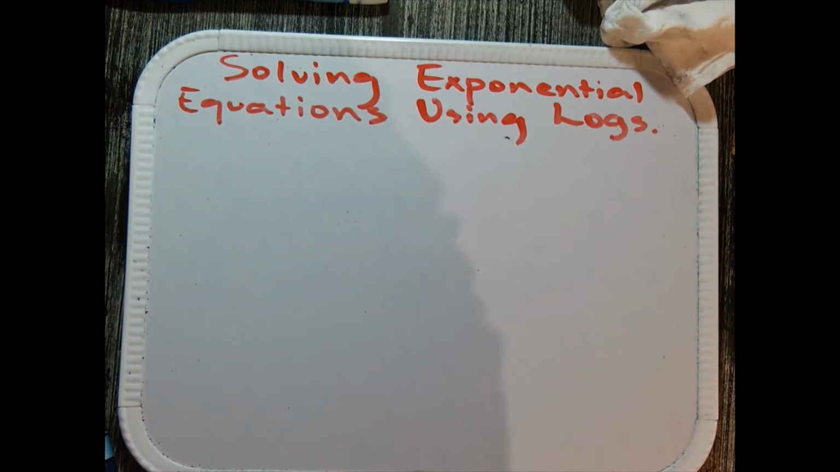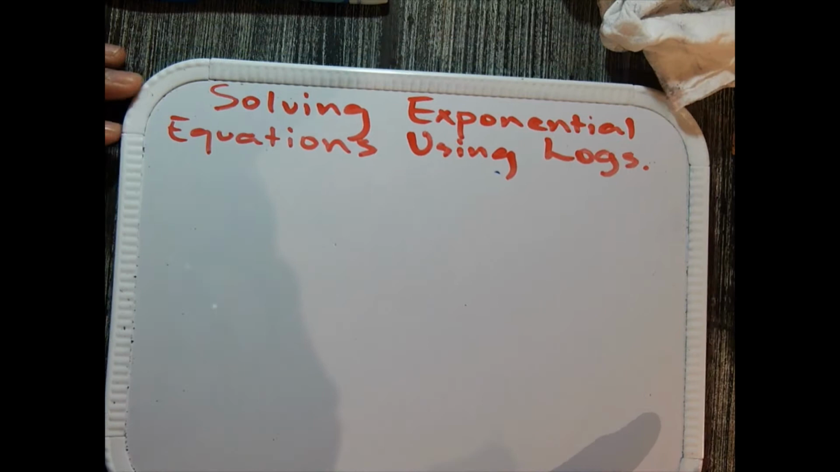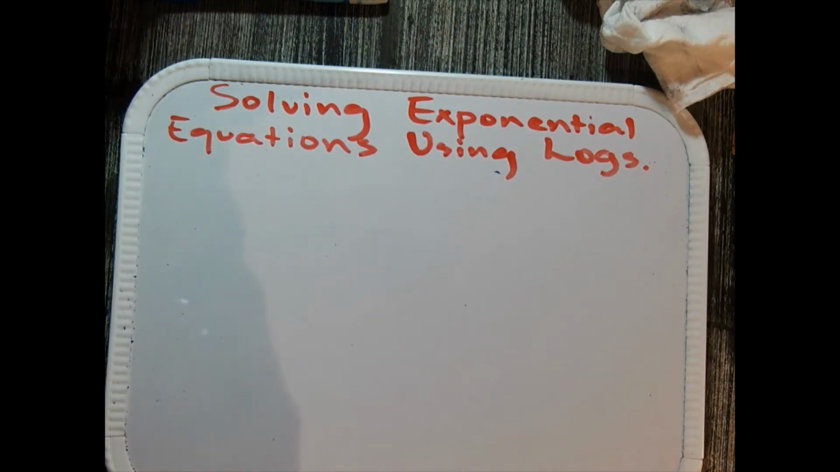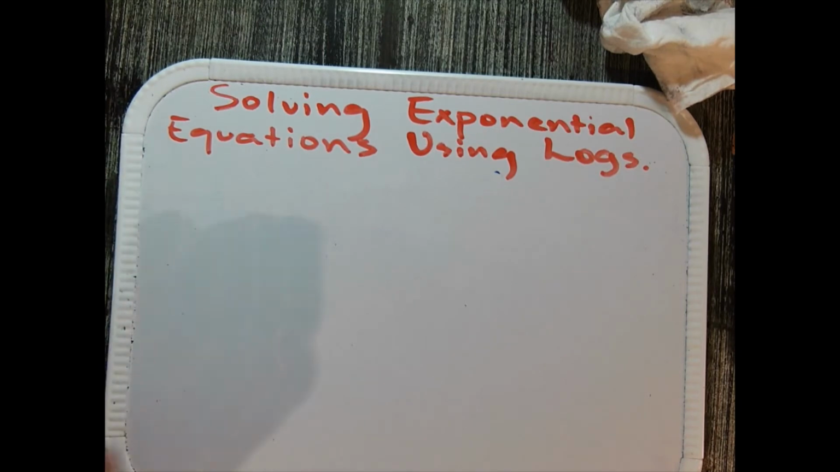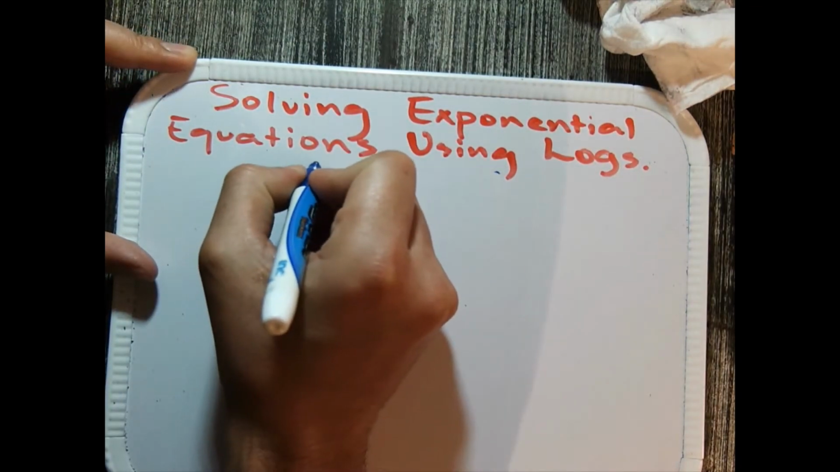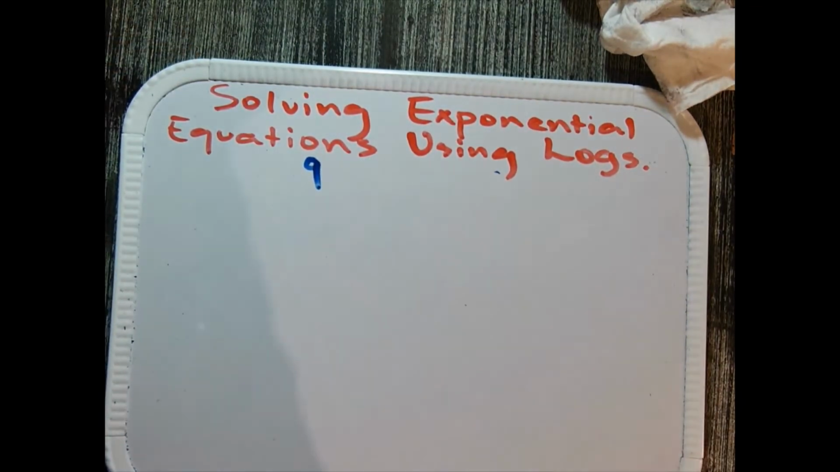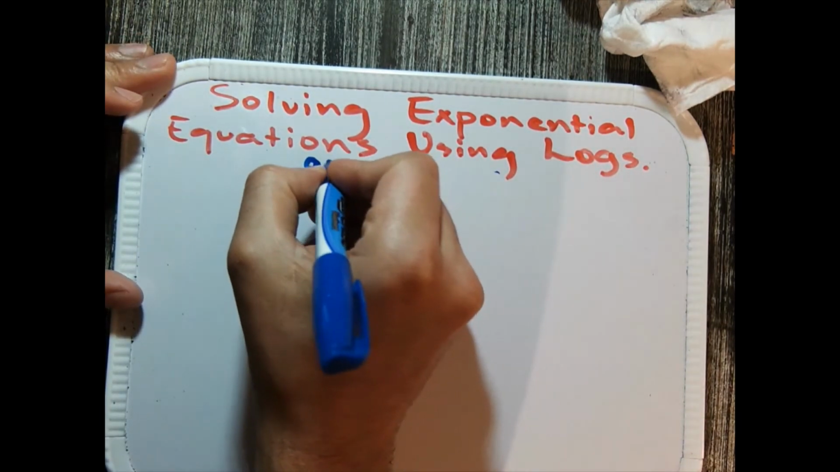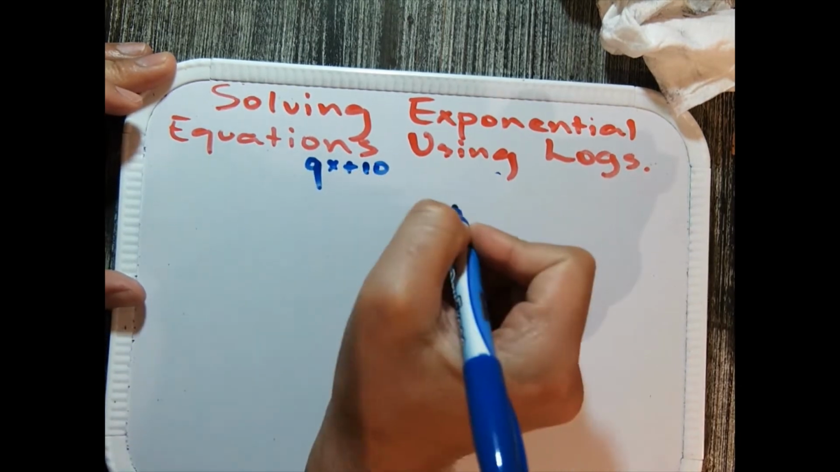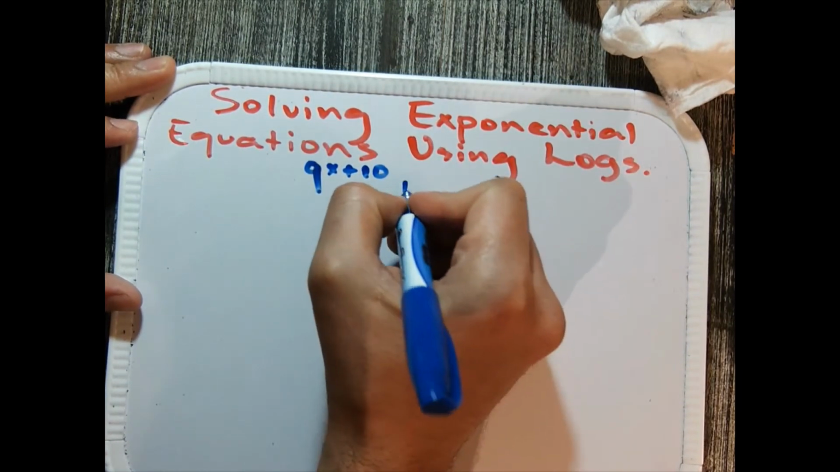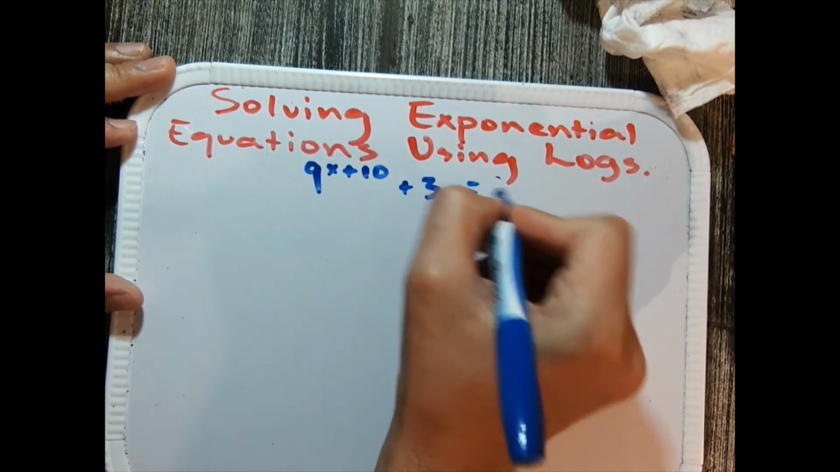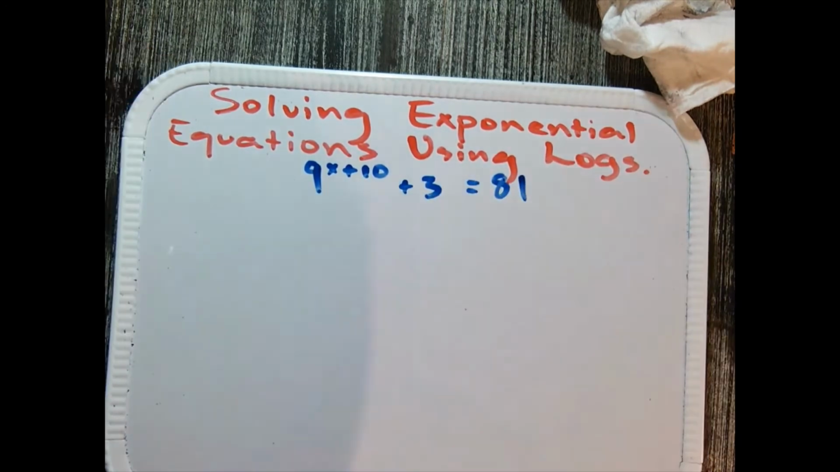All right, for the next problem that I'm going to work with you, number 2. It was not the last one, it's the second one. For this one, let's say I have base 9 raised to the x plus 10, plus 3, is equal to 81.